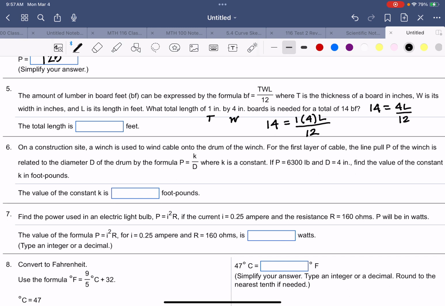And the opposite of dividing by 12 is multiplying by 12. So I'll multiply both sides by 12. That's going to remove the 12 in a denominator. 12 times 14 is 168 equals 4L. And now I solve multiplication by doing division. 168 divided by 4 gives me that I need a total length of 42 feet to get the 14 board feet.